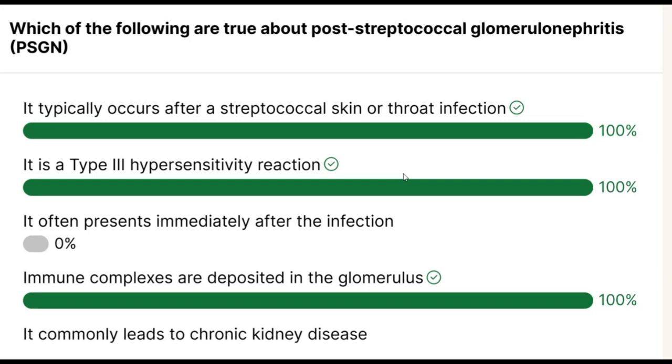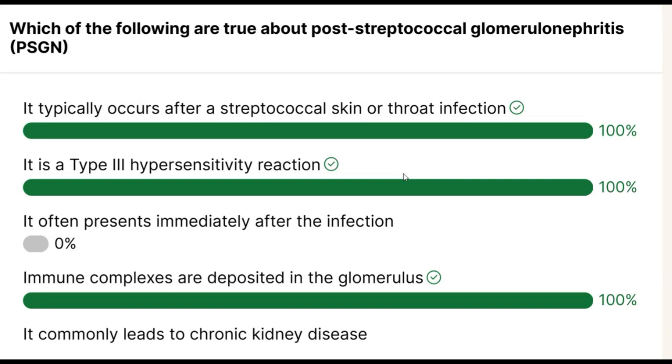So post-streptococcal glomerulonephritis can occur after streptococcus skin or throat infection. It's true. Post-streptococcal, you know that there's another complication, rheumatic fever, but rheumatic fever only occurs after a streptococcal throat infection and not a skin infection. But glomerulonephritis can occur even after a skin or a throat infection. So I think that's a difference you need to know. It's a type 3 hypersensitivity reaction, obviously immunocomplexes.